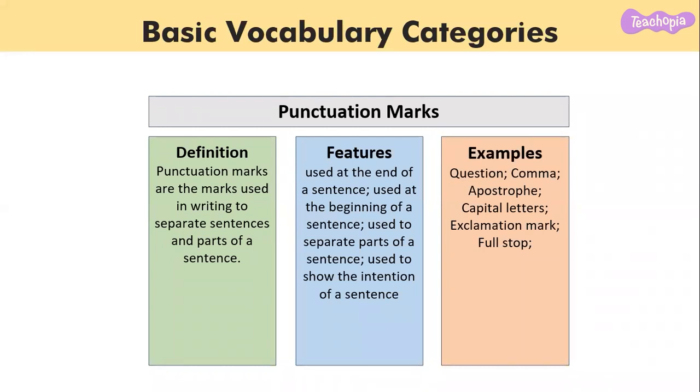What are some of the features of punctuation marks? They are used at the end of a sentence, used at the beginning of a sentence, used to separate parts of a sentence, used to show the intention of a sentence. What are some examples of punctuation marks? Question marks, comma, apostrophe, capital letters, exclamation marks, full stops.